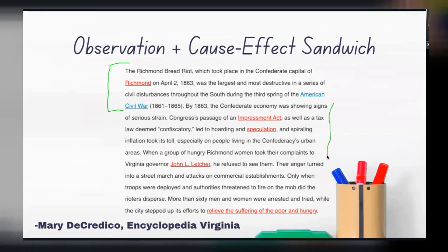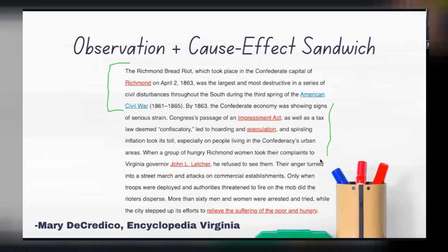So they mention the strain on the Confederate economy. They mention the general starvation that was happening in these urban areas, and the fact that the hungry Richmond women took their complaints to the governor and he refused to see them.